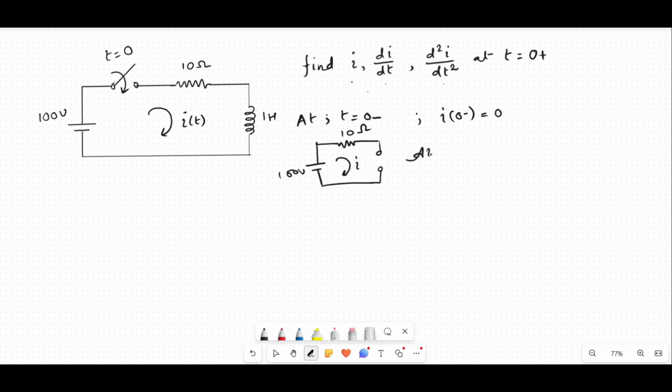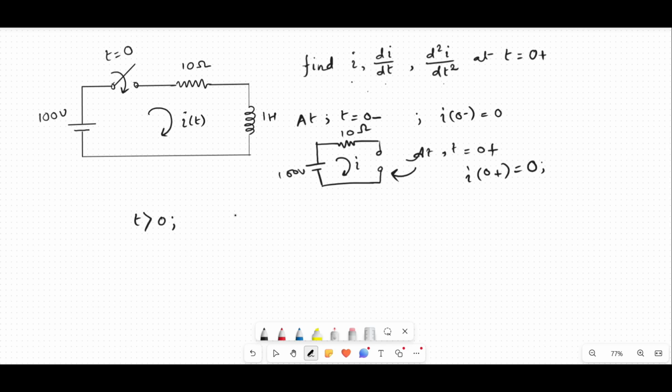Now at t equals 0 plus, the network is similar to this. That means there is not any change. So during this condition also, the current will be 0 because the inductor will behave as an open circuit, right? So at t equals 0 plus, the current will be 0. So the value of current I is 0.